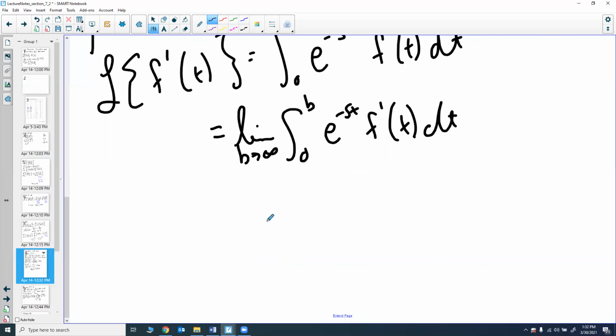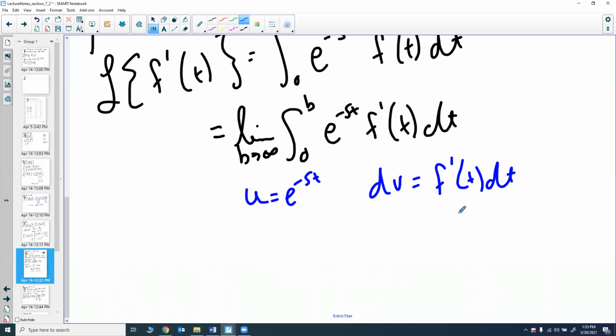And then we're going to do u substitution. I'm sorry, integration by parts. We're going to let u equal e to the minus st. We're going to let dv equal everything left over, which is f prime of t dt. I'm then going to find out what du is. du is going to equal negative s e to the negative st dt. And v is going to equal f of t.